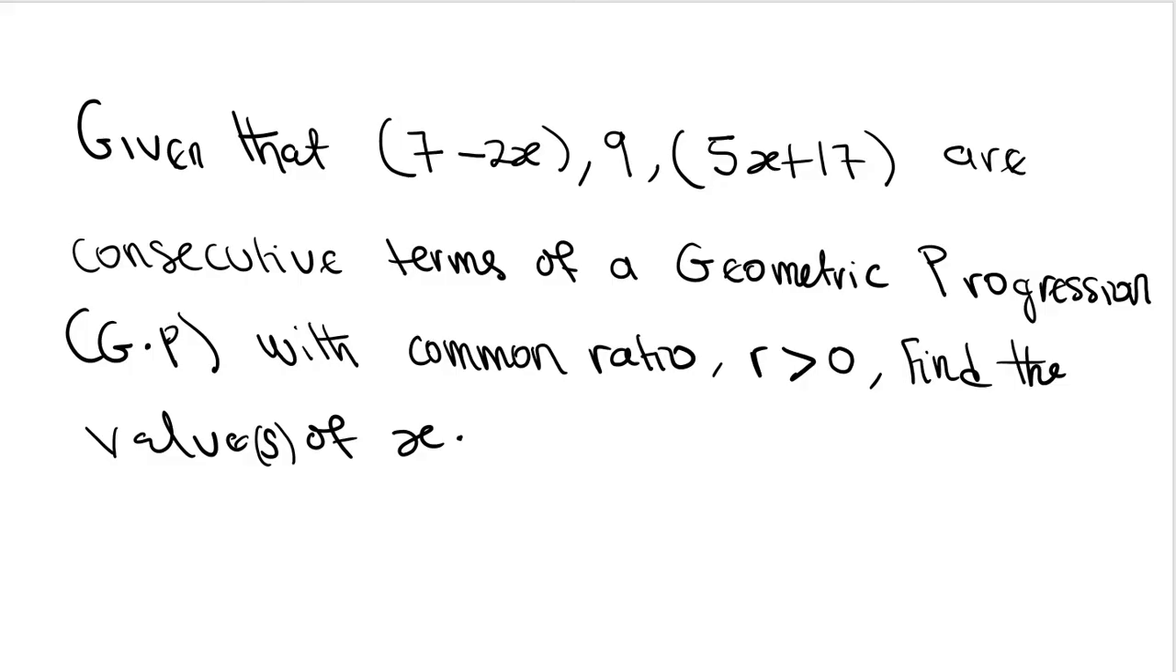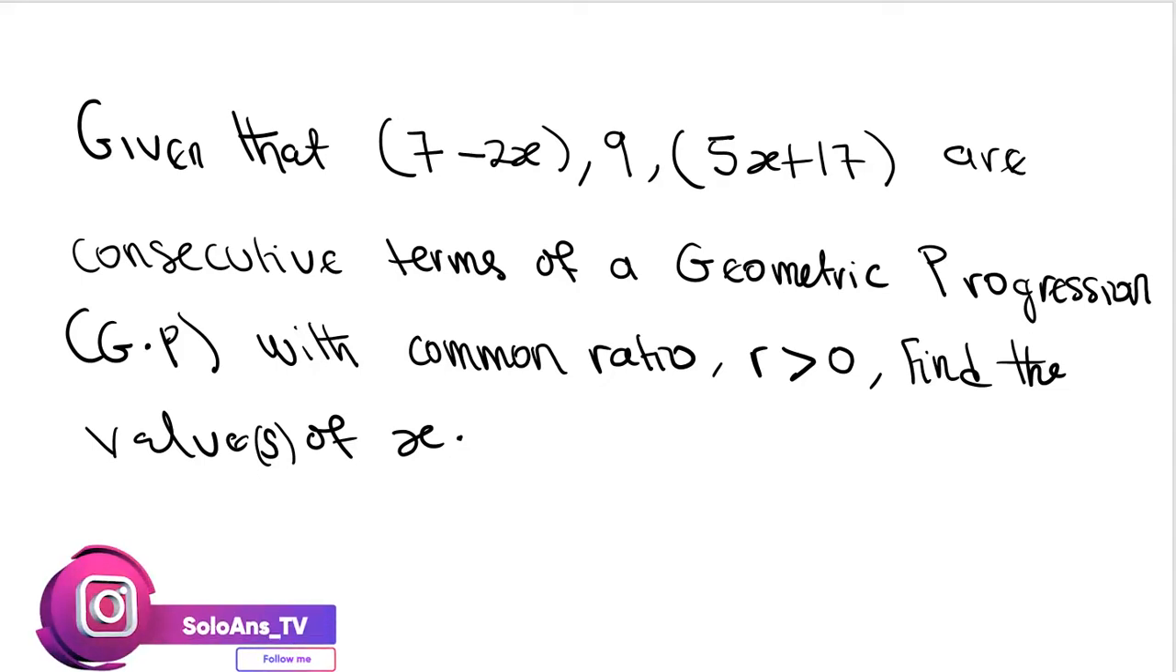Hello, today we want to consider the West African Senior School Certificate Examination, that is WASSCE 2022, the General Mathematics Paper 2, question number 1A. The question states that given that 7 minus 2x, 9, 5x plus 17 are consecutive terms of a geometric progression, GP, with common ratio greater than 0, find the values of x.